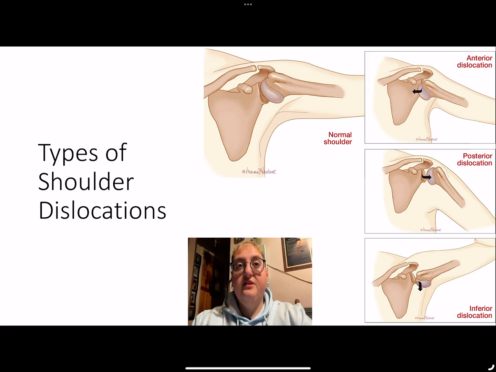A posterior dislocation is where the head of the humerus is dislocated backwards behind the scapula. This is less common than the anterior dislocation. This is usually caused by a direct blow to the front of the shoulder. The last type is an inferior dislocation, where the head of the humerus is dislocated downwards towards your feet. This is the least common type of dislocation, and it is usually caused by a forceful hyperabduction of the arm.